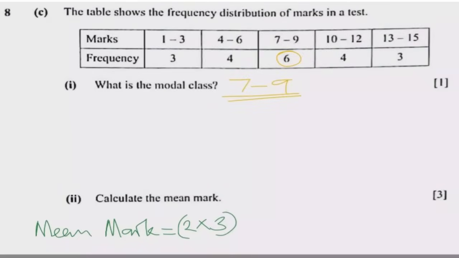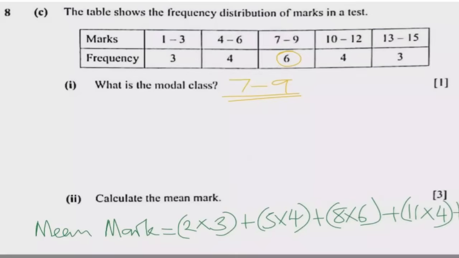Close bracket, plus, then the middle number between 4 and 6 is 5. So we say 5 times 4, close bracket, plus the middle number between 7 and 9 is 8. So we have 8 times the frequency 6, close bracket, plus the middle number between 10 and 12 is 11. So 11 times 4, close bracket, plus the middle number between 13 and 15 is 14. So 14 times 3.